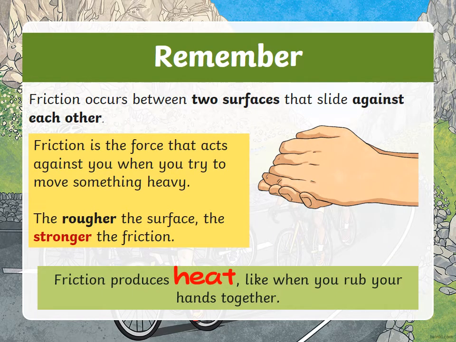Remember, friction occurs between two surfaces that slide against each other. Friction is the force that acts against you when you try to move something heavy. The rougher the surface, the stronger the friction. Friction produces heat, like when you rub your hands together. That's right, heat.